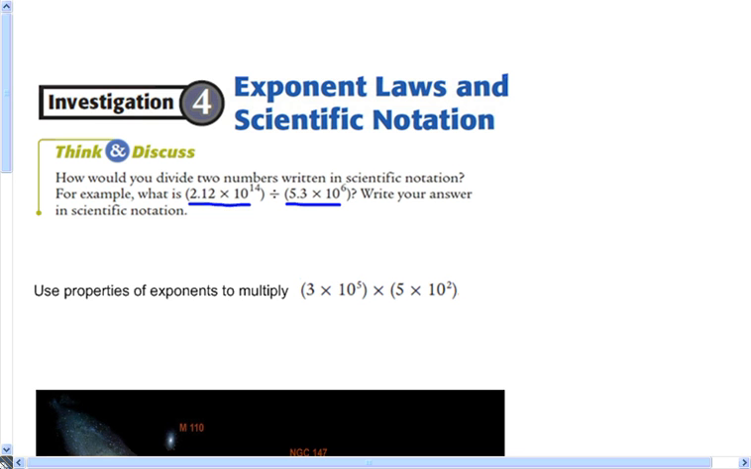notice that in both these numbers we have a base of 10. So since we have the same base, we can apply some exponent laws. When you have the same base and you're dividing, you can subtract the exponents. So to get this answer, it's not too tough, and I'm going to rewrite it like this.